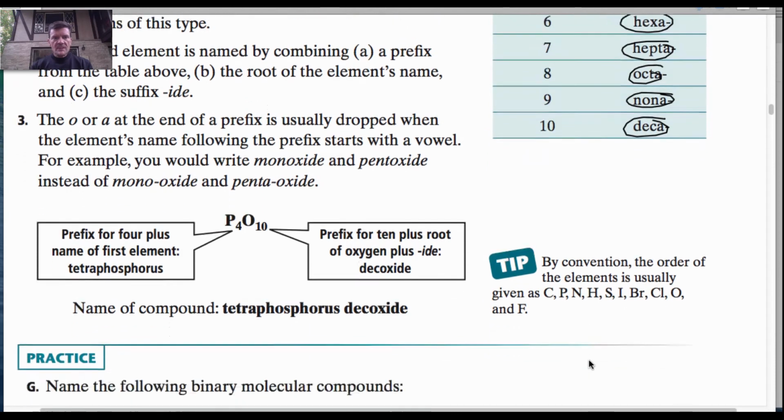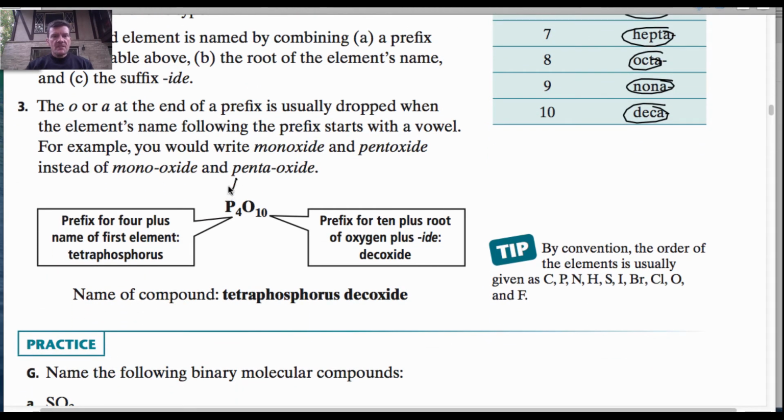So, if you have phosphorus and you have 4 of them combined with oxygen, 10 of those, the formula is written in a very similar fashion as before, but the naming is different. Because nonmetals can combine in different ratios, they can share electrons differently, we have to use prefixes. They don't always come together in a set ratio. So phosphorus and oxygen could come together in a 4:10 ratio or some other ratio. So we have to write down the prefixes.